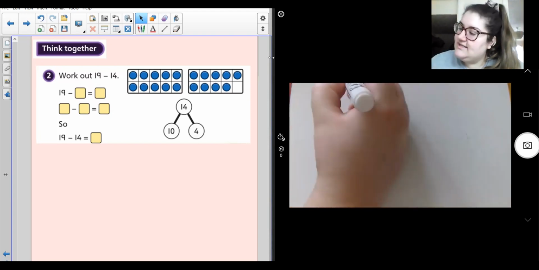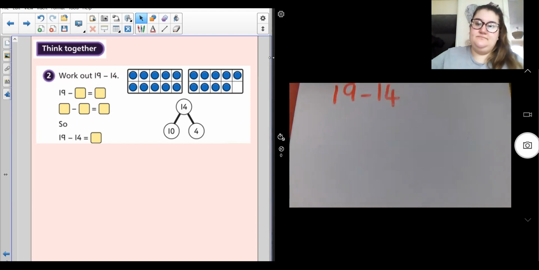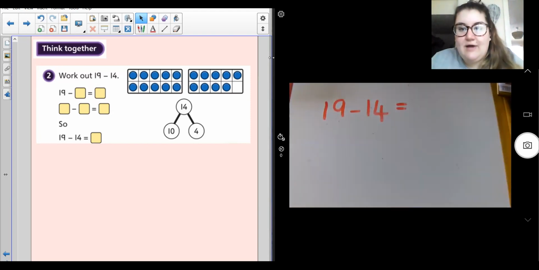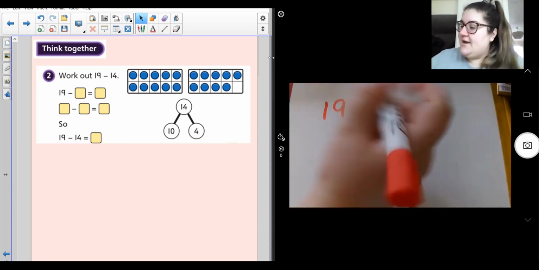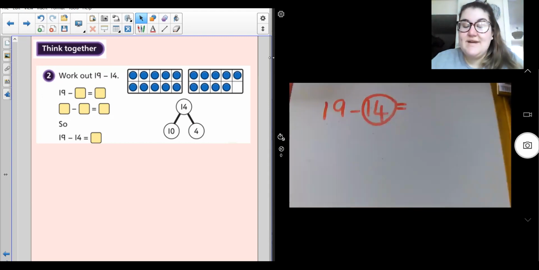So I've got 19 and I'm taking away 14. There we go. Now, I wonder if you can help me. What do I need to do now? So before I can even do step 1 and step 2, I suppose really they're step 2 and step 3, because there's something else I need to do first, and I need to do it to this number. What do I need to do to it, Clark?